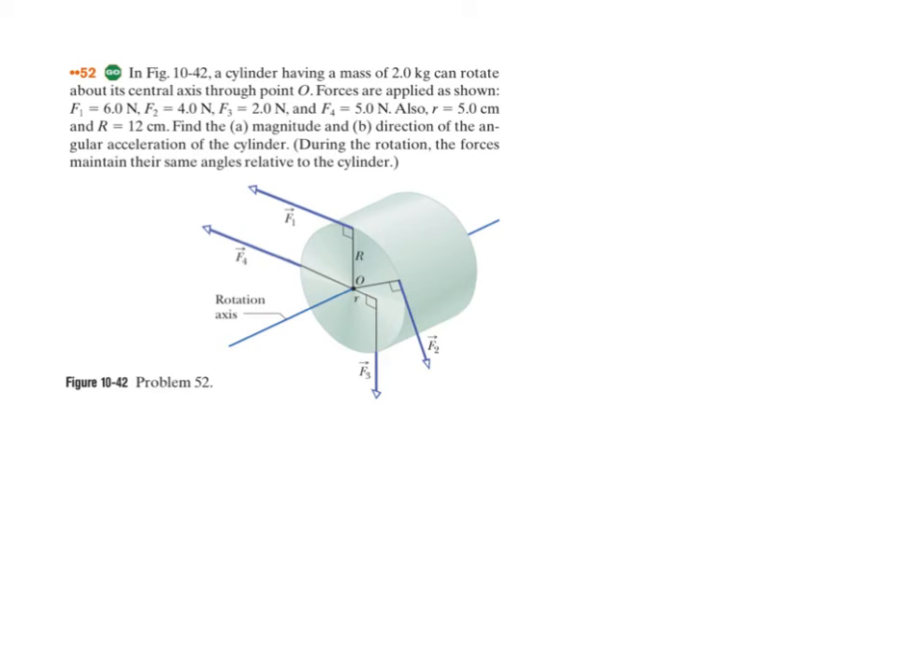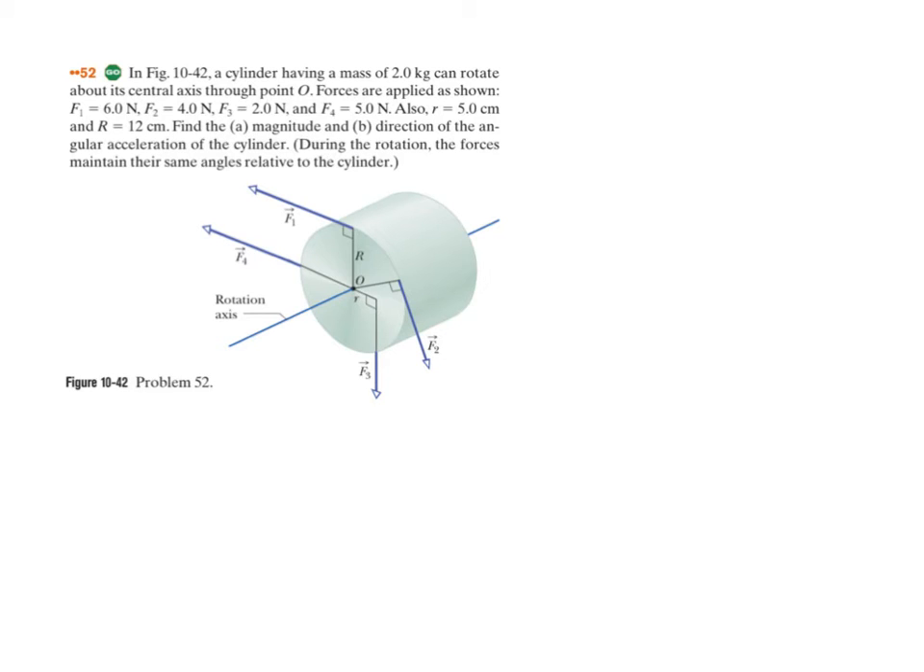So let's take a look at this example here. This is number 52 on page 290, in case you're looking. We've got a problem that says a cylinder having a mass of 2 kilograms can rotate about its central axis through a point O. Forces are applied as shown: F1, F2, F3, F4. Also, the little r value is given as 5 centimeters, and the big R value is given as 12 centimeters. We want to find the magnitude and direction of the angular acceleration of the cylinder.